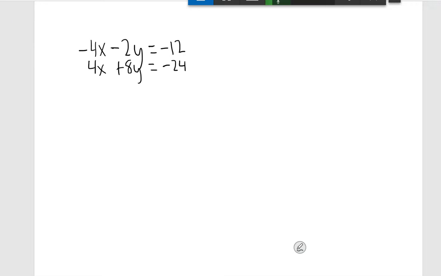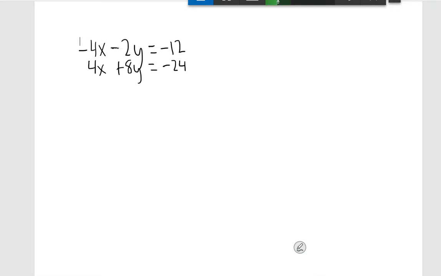Okay, elimination is a method for solving a system of equations where we add the two equations together so that one of the variables will drop out. Sometimes the system we are given is set up to do elimination, and sometimes we may need to change either one of the equations or both of the equations so that we can make that happen.